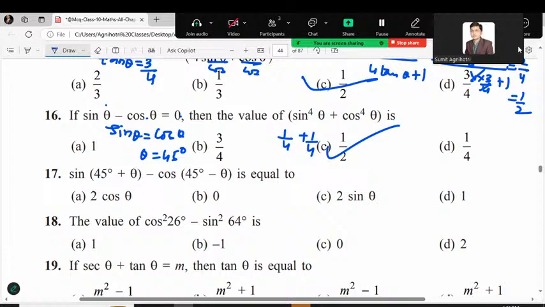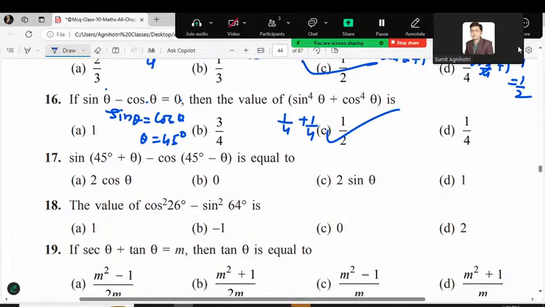Getting it or not? Are you able to write all these things? Because these are important questions. Also keep writing them. Okay, now 17, 18, 19 and 20.